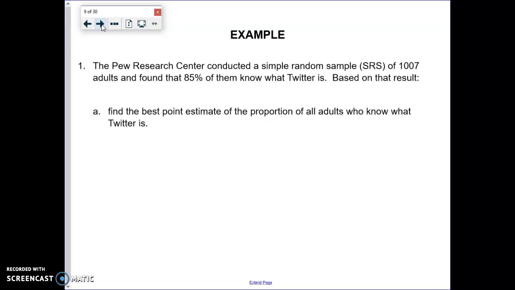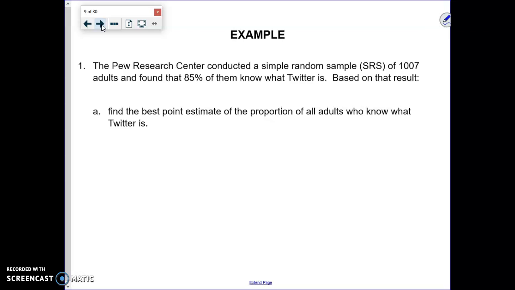The best point estimate for the proportion of all adults who know what Twitter is. Remember, that's what they're trying to figure out: what proportion of all adults. I don't know if it's in a state, in the U.S., or around the world. It really doesn't say. But we're estimating the proportion of adults in the population that know what Twitter is.